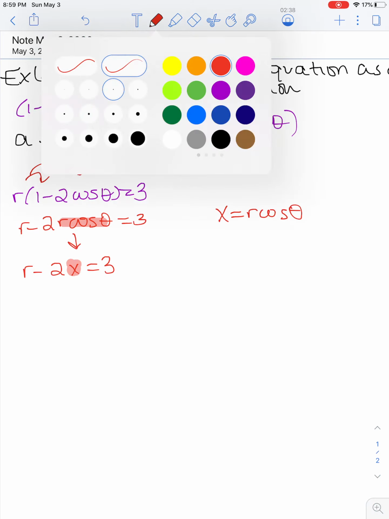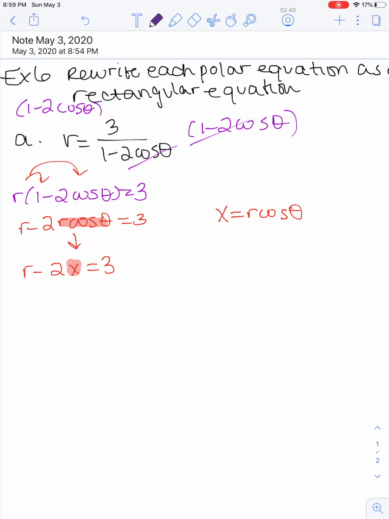And in thinking back to things that we've seen, we know that r is equal to the square root of x squared plus y squared, which can actually be manipulated into r squared equals x squared plus y squared, right? If I go ahead and square both sides, those are equivalent statements. So I want to maybe see if I can introduce an r squared in my equation so that I can make this substitution and have things in terms of x and y.